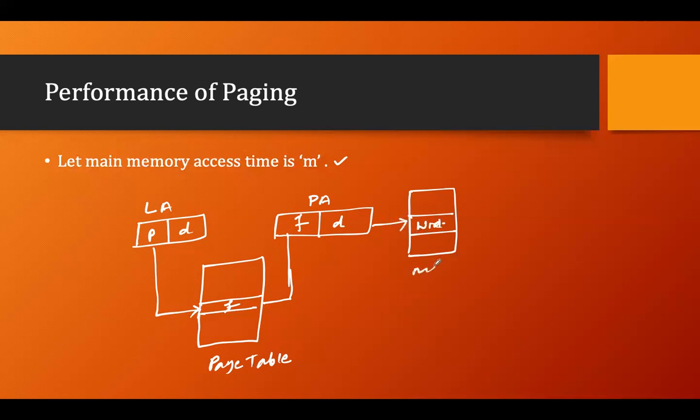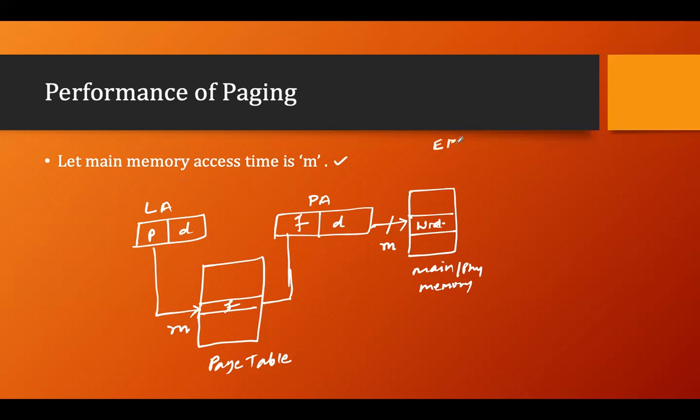So let's assume that this is your main memory or physical memory. So this is how it will be done. We assume that the translation from the logical address to the physical address is taking, let's say, M time. And to access the data, as we know, main memory access time is M. So what is the memory access time here in this particular case?